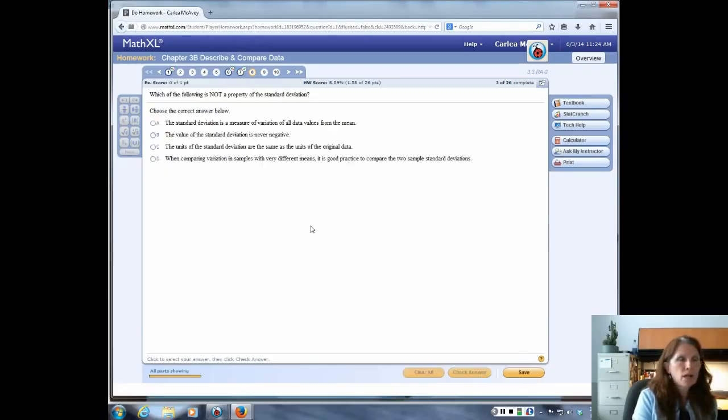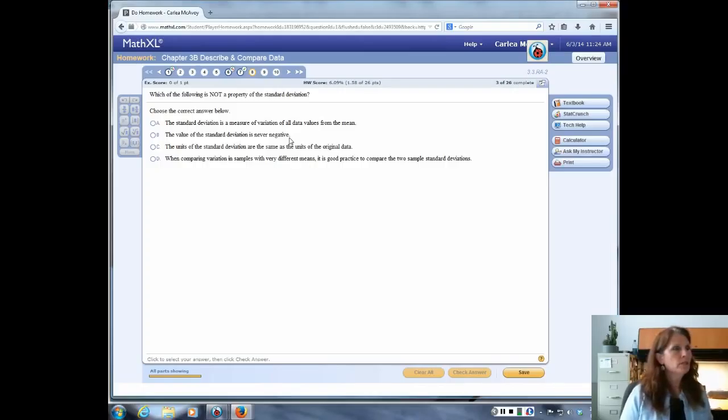Which of the following is not a property of the standard deviation? The standard deviation is a measure of variation of all data values from the mean. That's a good definition of it. It's a property of it. The value of the standard deviation is never negative. That's true. We can go to the left or to the right, but we still talk about one standard deviation left or right, two standard deviations, but we don't talk about them as negatives. And when we do want to talk about them as negatives, we call them z-scores. So they're still a standard deviation, but when we attach a sign to them, they become z-scores.